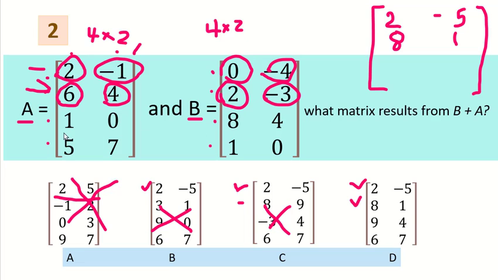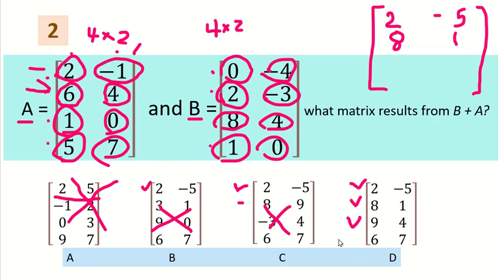And you can keep adding. Just to double check. 1 plus 8 is 9. 0 plus 4 is 4. Check. 5 plus 1 is 6. And 7 plus 0 is 7. Check. All right, so our answer is answer D.